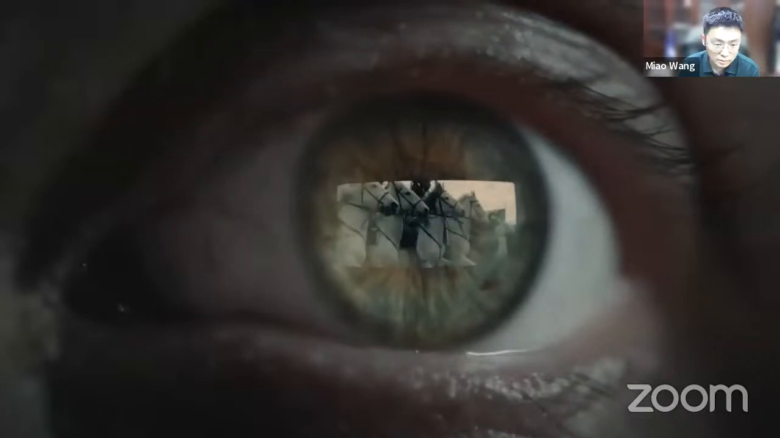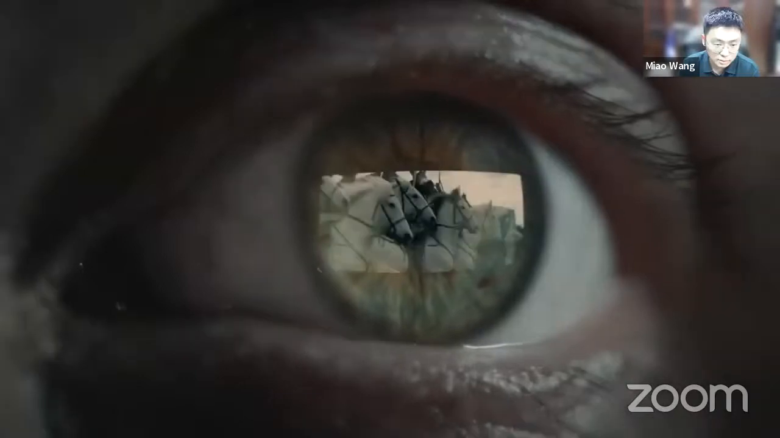So this demo is very cool. Totally immersive VR scenes and also augmented scenes can be displayed, and the user can interact with other people with very high quality.